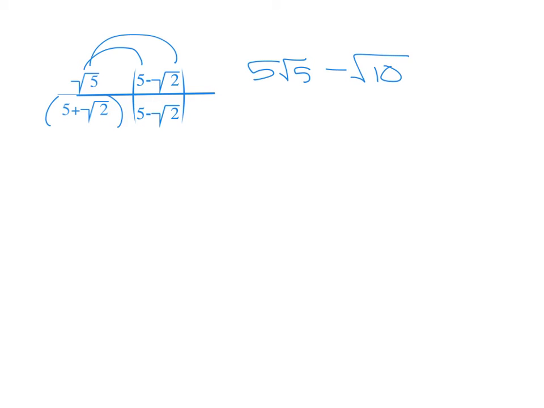Radical 5 and radical 10 are both simplified. If I did a factor tree, there would be no pairs. On the bottom, I'm going to need FL. So first, 5 times 5 is 25.